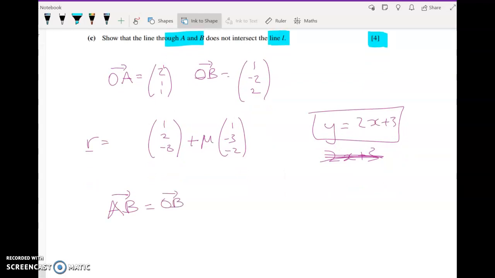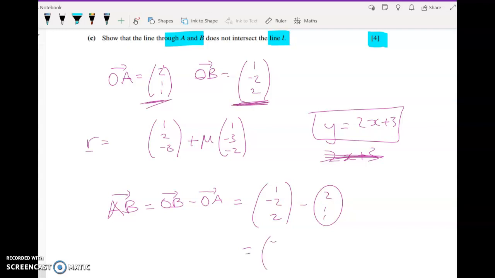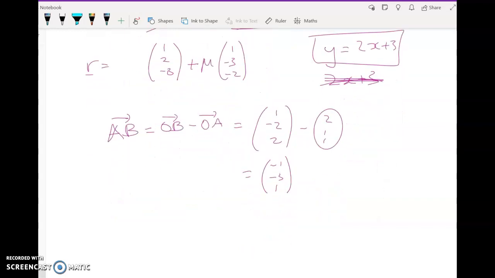is OB minus OA, and we could draw this geometrically if we had to, but we're not going to bother. So we've got (1, -2, 2) minus (2, 1, 1). This one take away this one gives me (-1, -3, 1). That means that I can write the equation of the line they're asking for as r equals (2, 1, 1) plus, I'll use lambda, but you could use t or s or anything else that you wanted, times (-1, -3, 1).